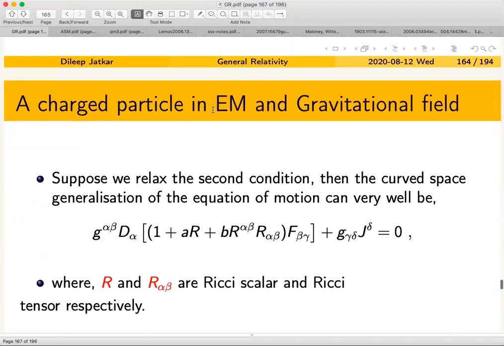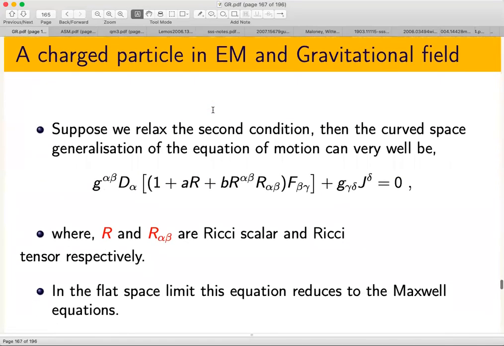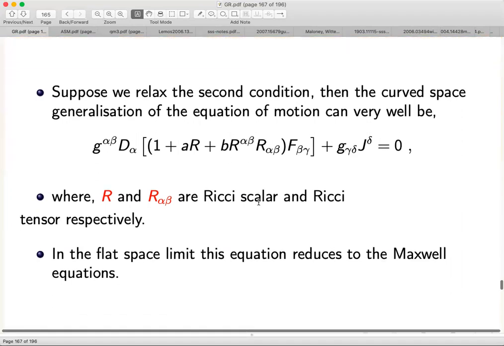Of course, this would require us to abandon Einstein's equivalence principle, because Einstein's equivalence principle says that the equation should reduce to the special relativistic form even in the local Lorentz frame. Now this equation definitely is not going to reduce to that form, simply because R and R_{αβ} would be non-zero, and therefore in the local Lorentz frame this equation is going to look different from the kind of equation that you would see in Minkowski space or in flat space.